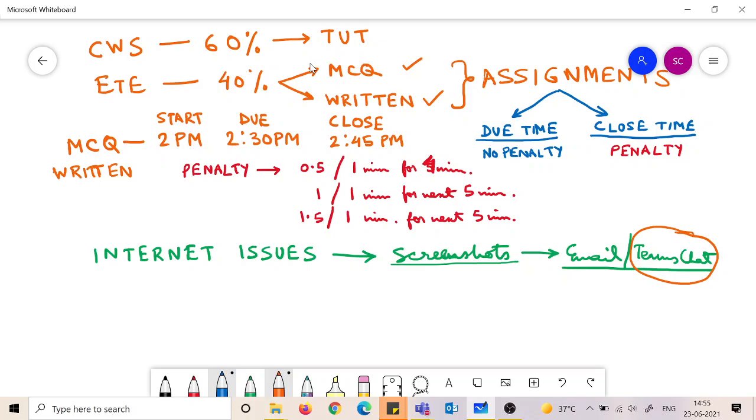Suppose the MCQ is not 100 marks. If it is 20 marks, then this 100 would be reduced to 20. Similarly, the 90 would also get scaled down. So in that manner, everything will get scaled down.